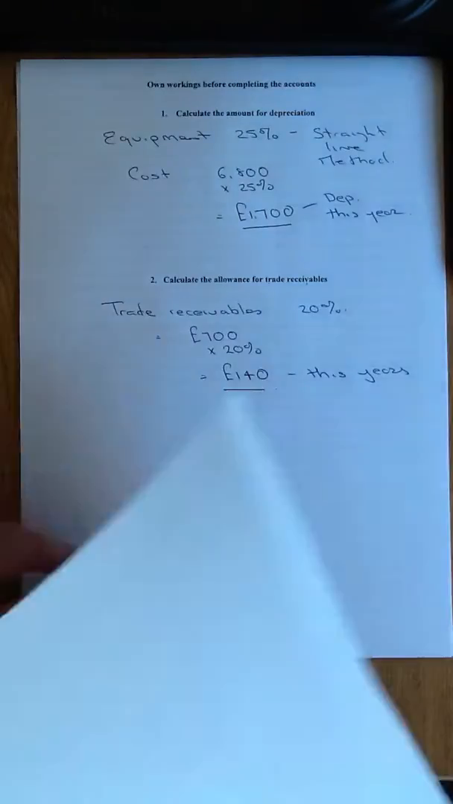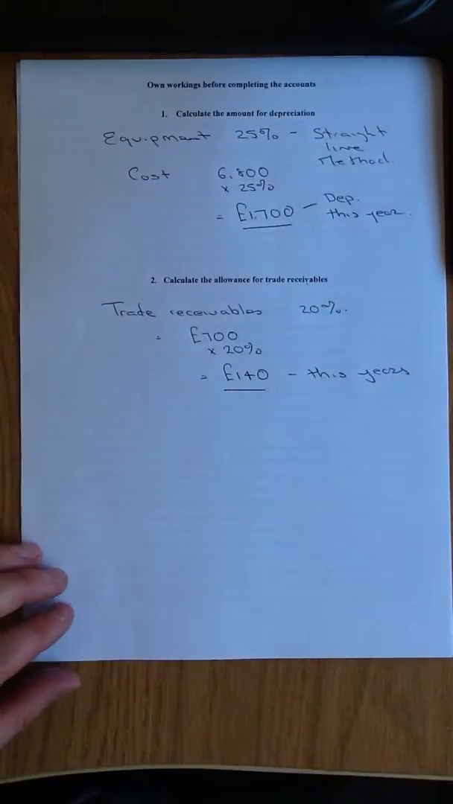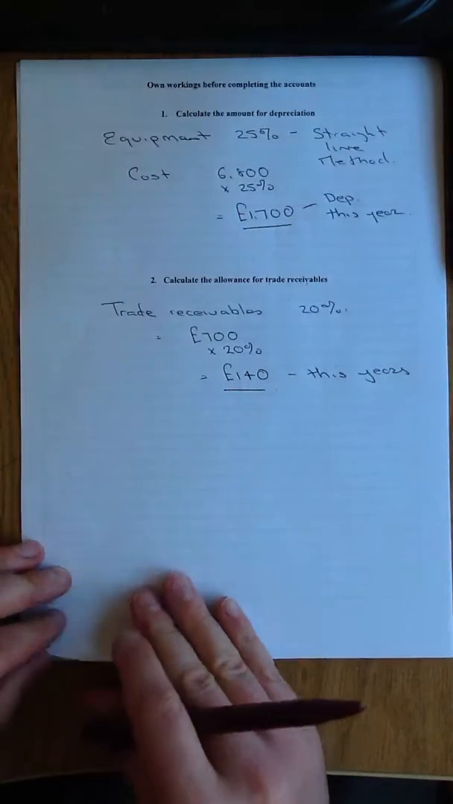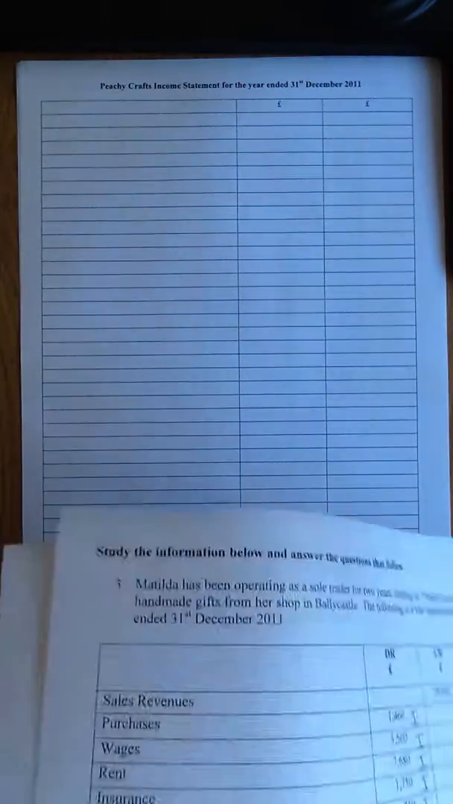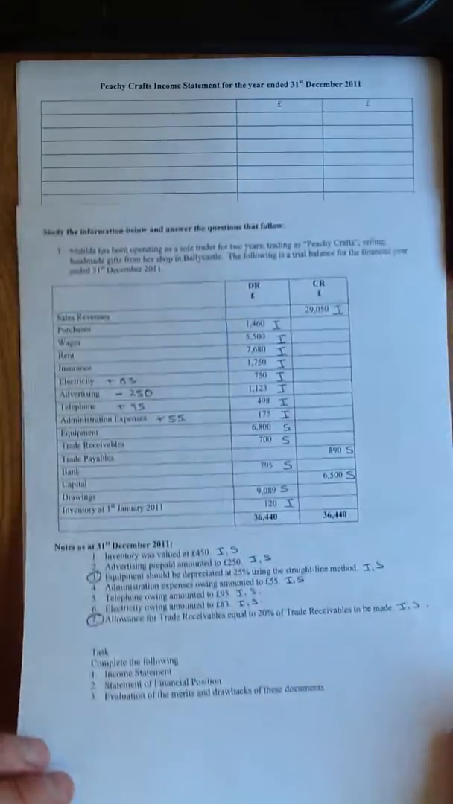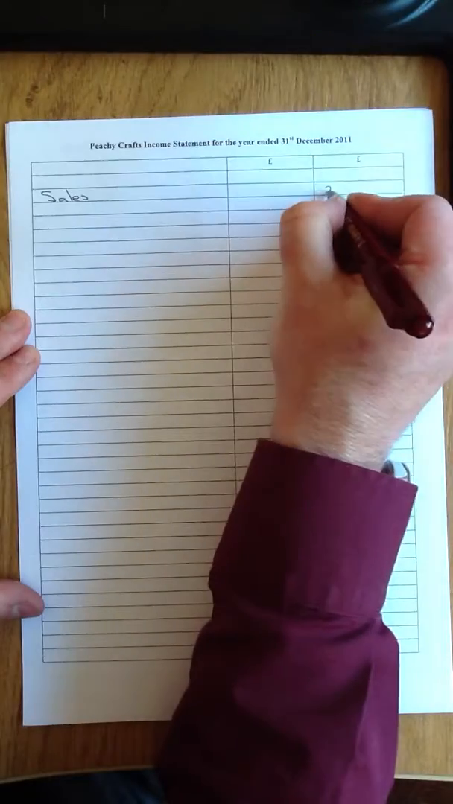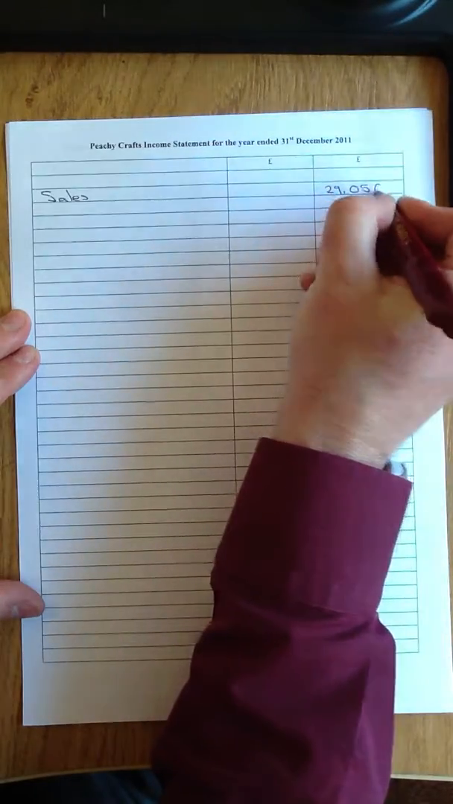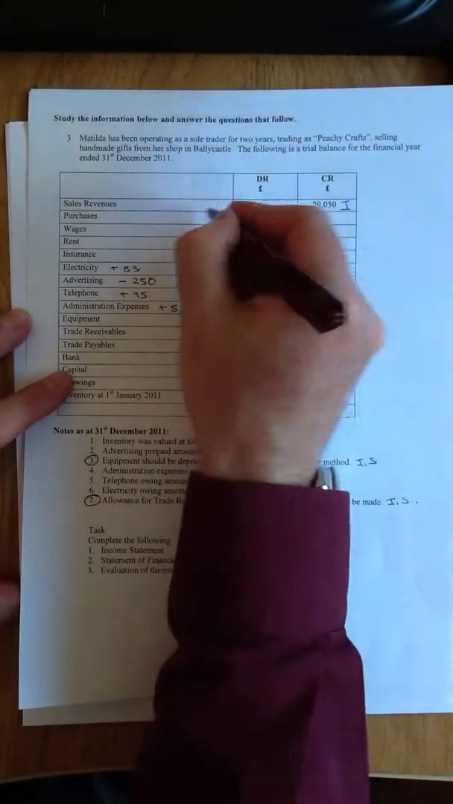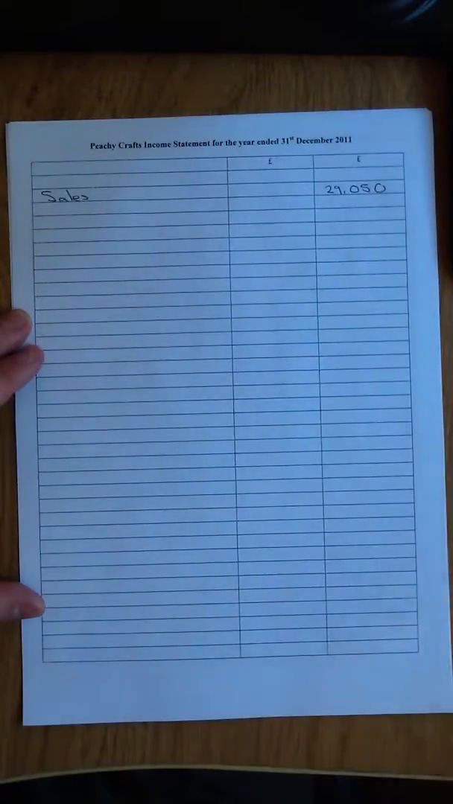So, once you have gone through your question, calculated your depreciation and your trade receivables, you're now ready to complete your question. Now, whenever you put each item in, I suggest that you tick it off as you go along. So we're going to complete our first account, which is our income statement. The first thing that goes into our income statement is our sales, and our sales is £29,050, and I would go back to the question and tick that off that I have used it.